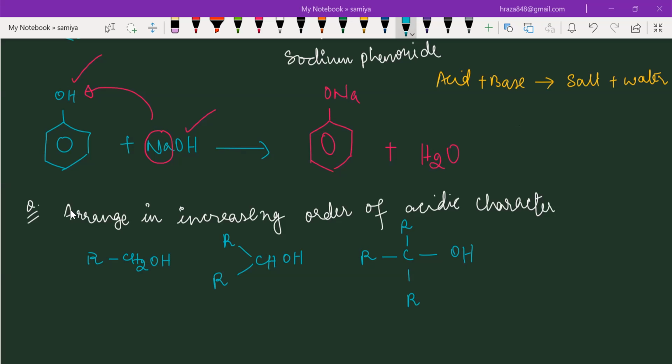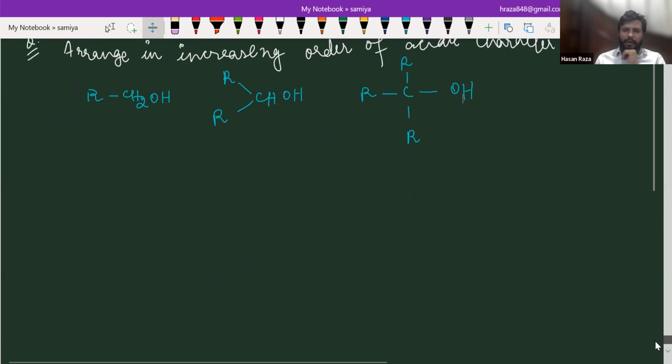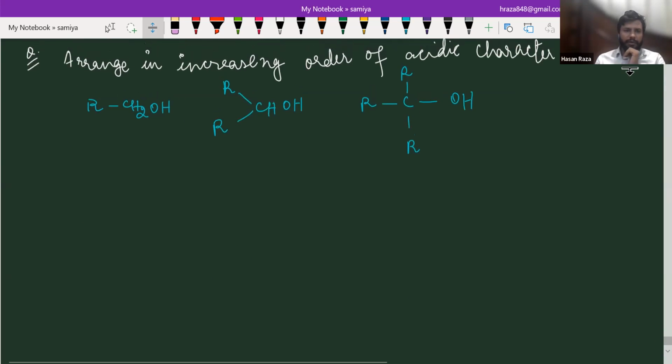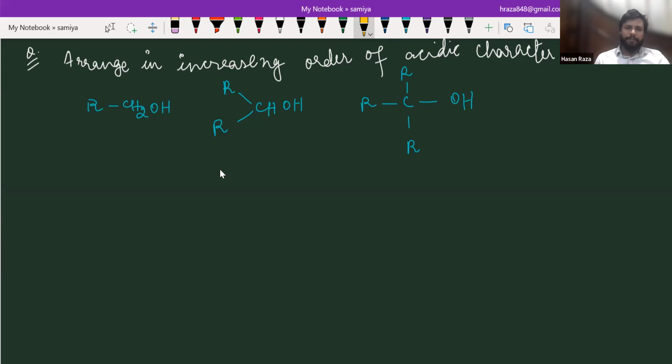So see, it's a very easy and simple trick. You have studied this in class 11th, GOC, General Organic Chemistry, and how we are going to approach it. Whenever there will be a question on acidic and basic character, there is a simple formula. For acidic character, it is directly proportional to minus I, directly proportional to minus R, and inversely proportional to plus I and plus R.